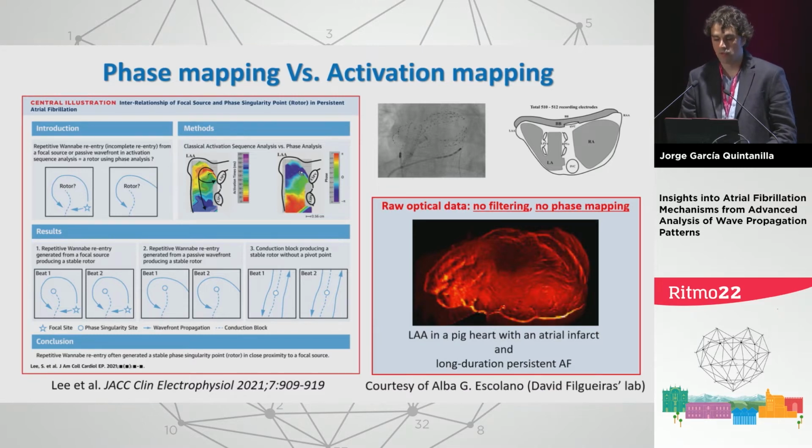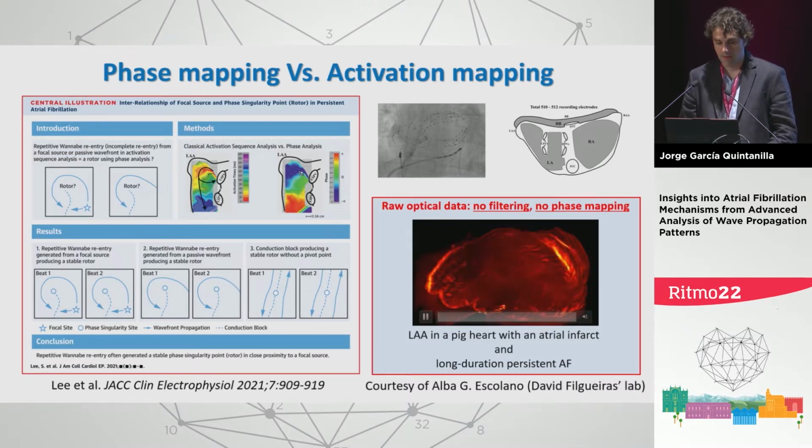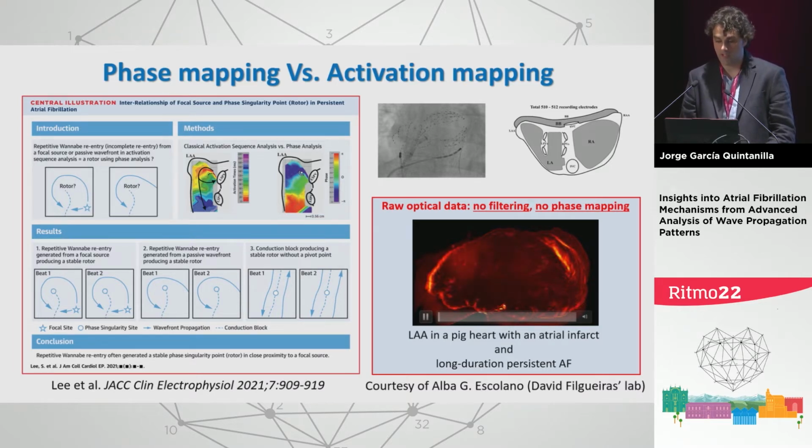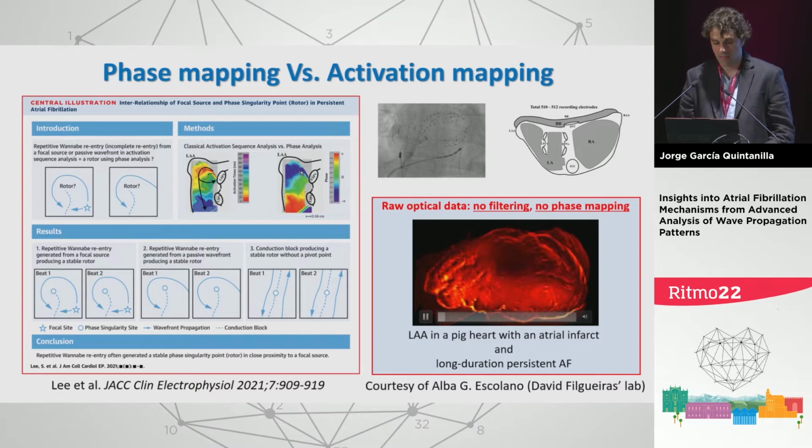And just in case some of you still think that long-duration rotors don't exist and are actually artifacts of phase mapping, I would like you to see this optical mapping movie. It is raw data without any type of filtering and, of course, without phase mapping. You can see the left atrial appendage of a pig with a prior atrial infarction that had been in persistent AF for several months before the experiment. The rotor you can see went on and on and on for several minutes. Is this wannabe re-entry? Well, clearly it's not, so I rest my case.